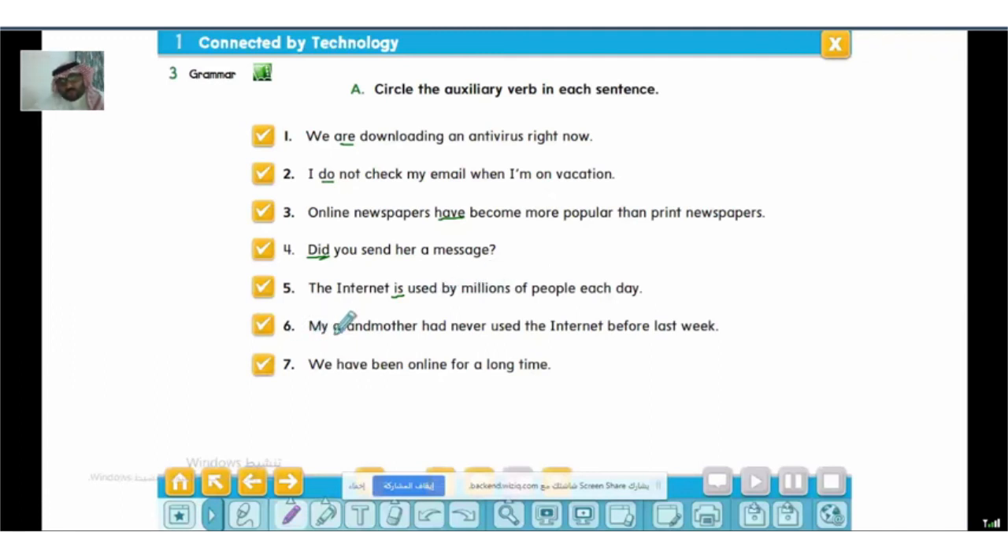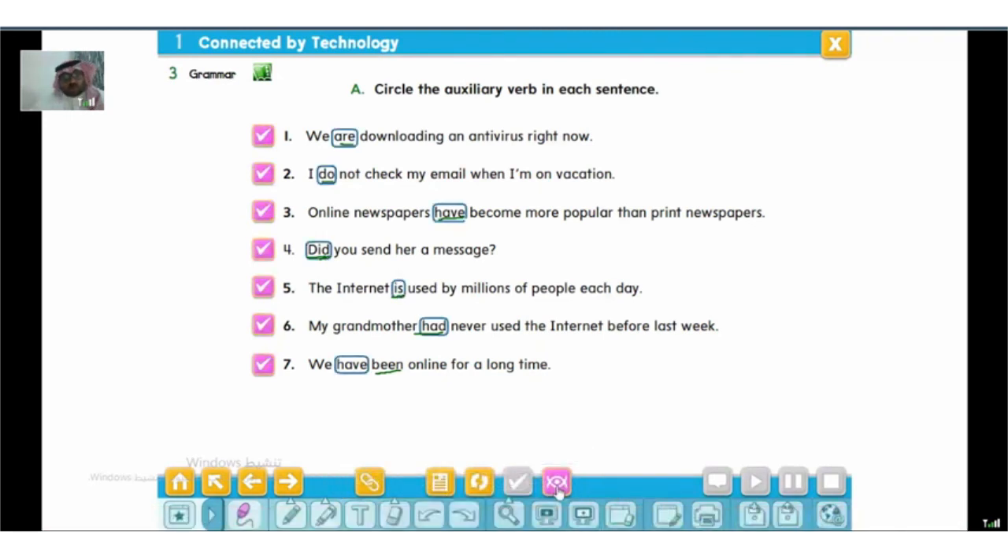Sentence number 6. My grandmother had never used the internet before last week. Where is the auxiliary verb? The auxiliary verb is had. We have been online for a long time. Where is the auxiliary? The auxiliary verb is been. Okay. Now let's check all answers.